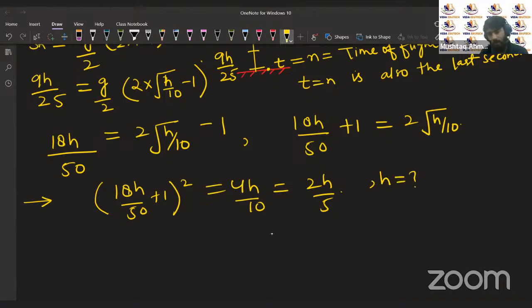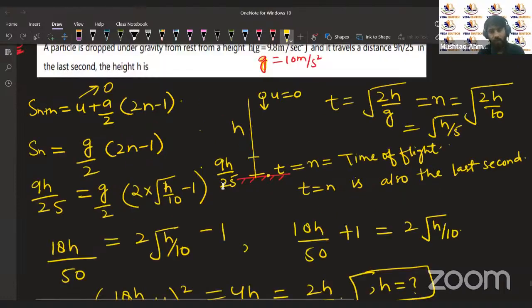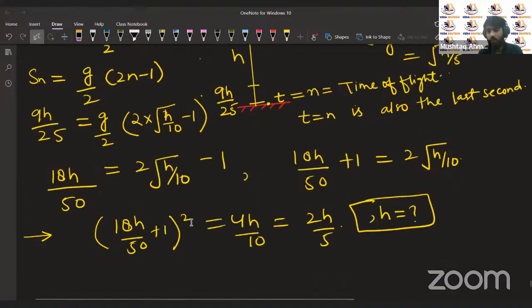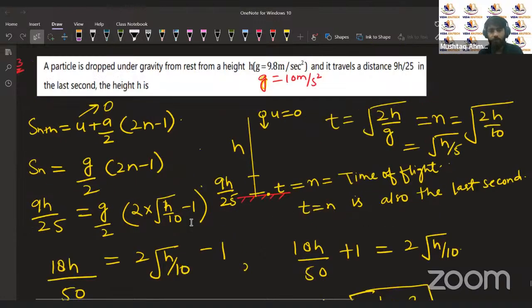The height h from which this particle was dropped. So here t is equal to the nth second, or the time of flight, that's equal to under root of 2h over g. We have taken the value of g here equal to 10 meter per second square. We can substitute the values or rearrange this equation to calculate the height h.